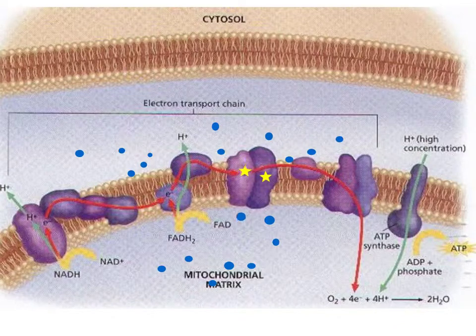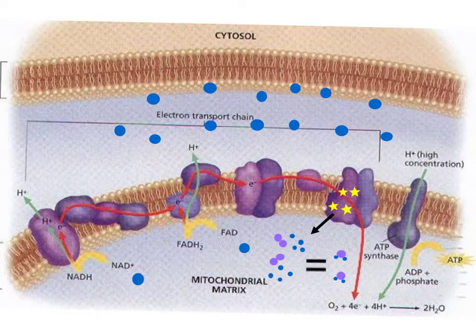Cytochrome C pulls the electrons from the cytochrome BC1 complex one at a time to the cytochrome oxidase complex. As the electrons travel to the cytochrome oxidase complex, 2 hydrogens are pumped into the inner membrane space.